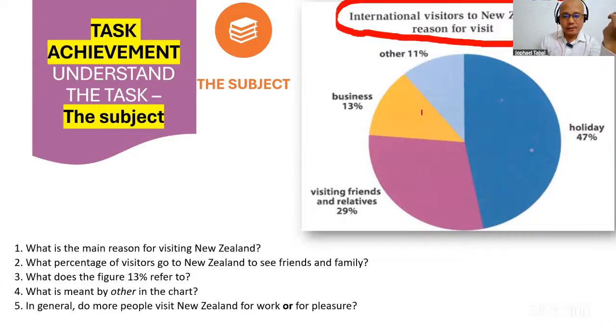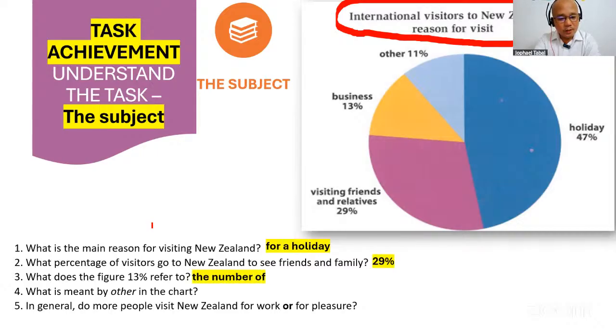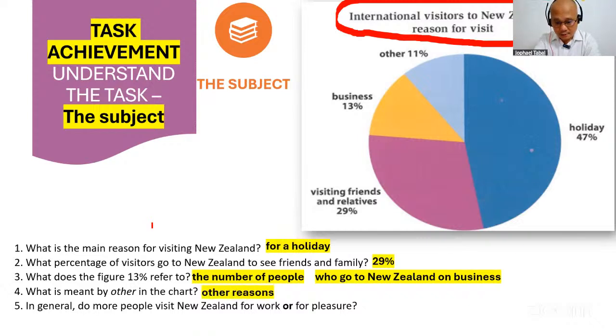And to understand that, these are some guided questions to understand the graph. So here, for example, what is the main reason for visiting New Zealand for a holiday? What percentage of those people visiting there? 10% for family and friends. What does the figure represent? It represents the number of people who go to New Zealand on business. Other means other reasons. And in general, or an overview, do more people visit New Zealand for work or for pleasure? So of course, for pleasure.